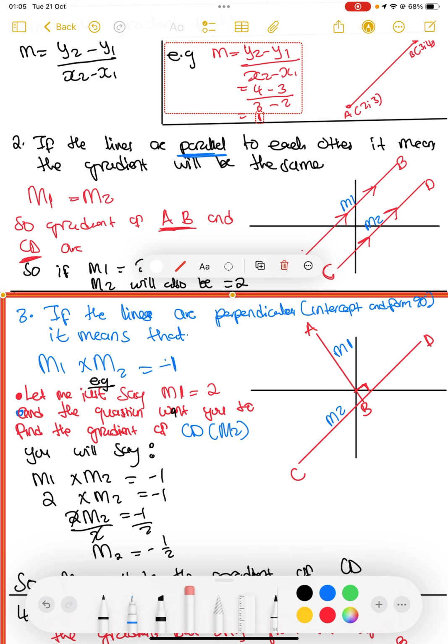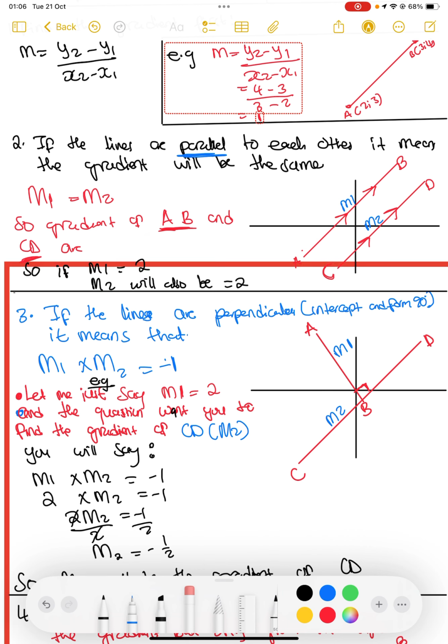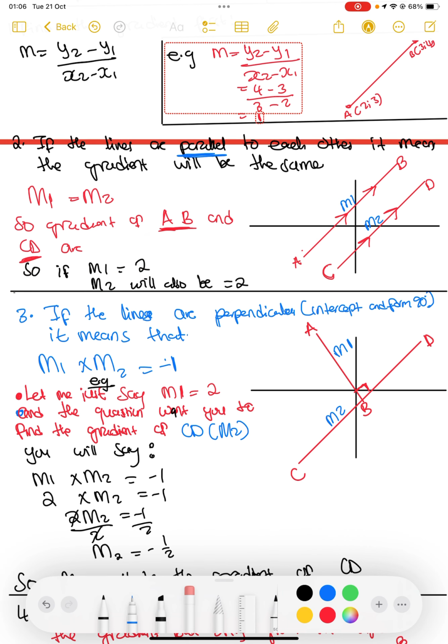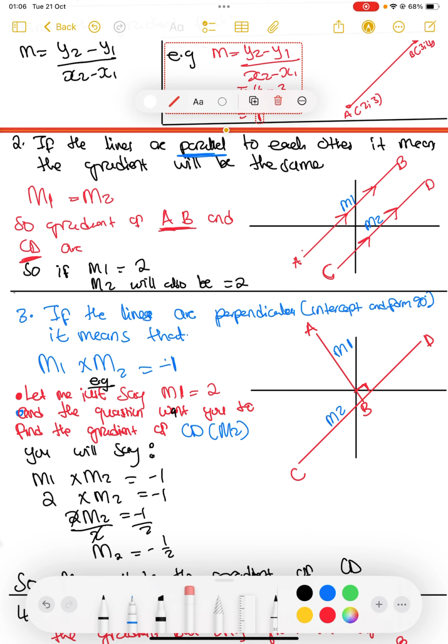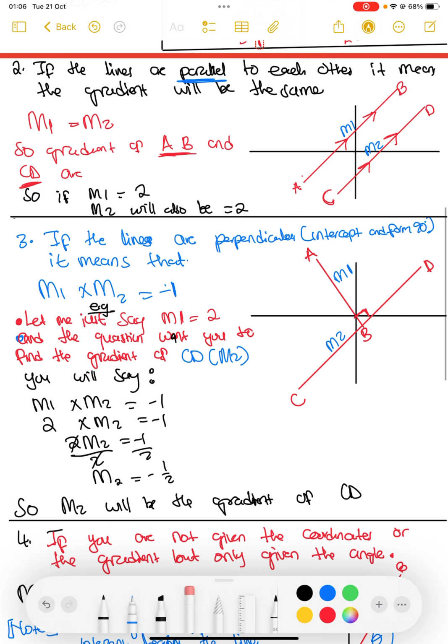It means that for you to get the gradient of CD, you must first multiply m1 times m2, which is equal to -1. Already I've given you the gradient of m1, so you're going to say the gradient m1 times the gradient m2 is equal to -1. Then you say 2 of m1 that you already had times m2 is equal to -1.